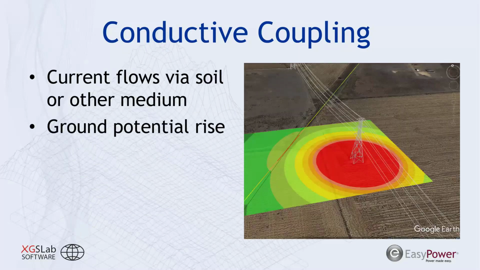And our third type, going in a little more detail, is conductive coupling. Here on the right, you can see an export from XGSLab. We have a transmission line that's experiencing a fault, and there's a ground potential rise from that fault current, and that ground potential rise is conductively coupling, or transferring, its voltage and current to an adjacent pipeline, elevating that pipeline's voltage and transferring that out.